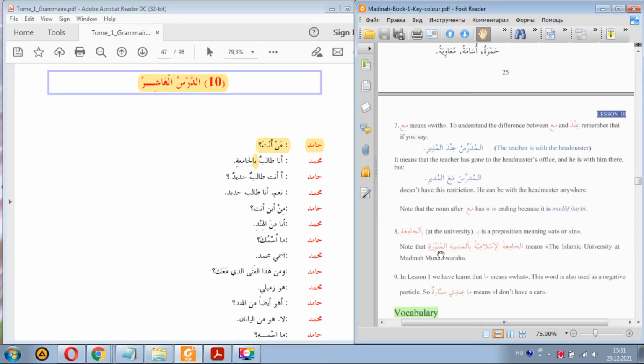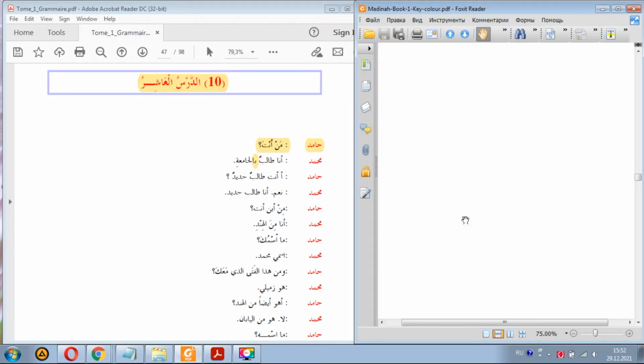For example, you can hear this saying here in the Islamic University, الجامعة الإسلامية بالمدينة المنورة. The Islamic University at Madinah al-Munawwara. Al-Munawwara you can translate as luminous. At luminous Medina. Yeah, that's how it's translated. So بالجامعة, it means at or in. أنا طالب, I am a student, بالجامعة, at the university. That's what it means.